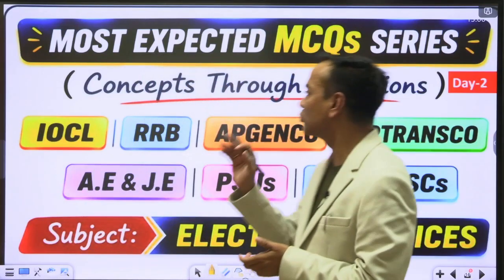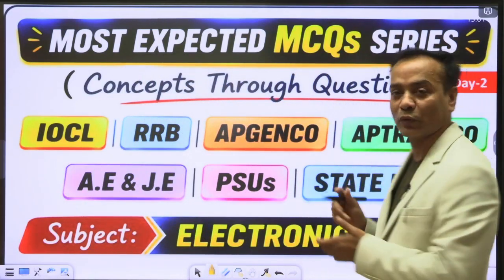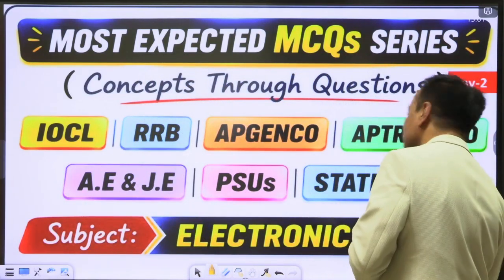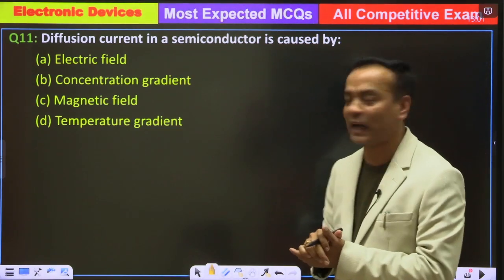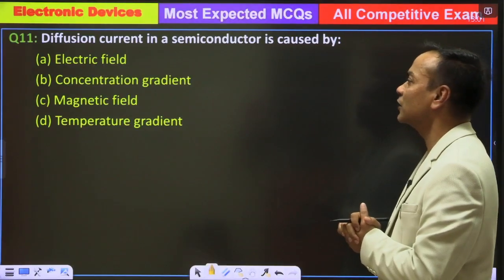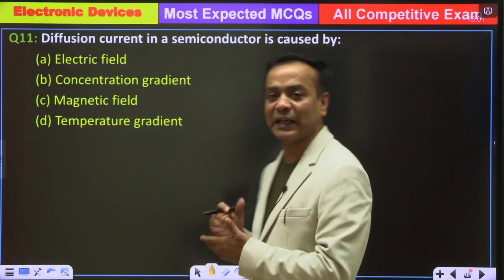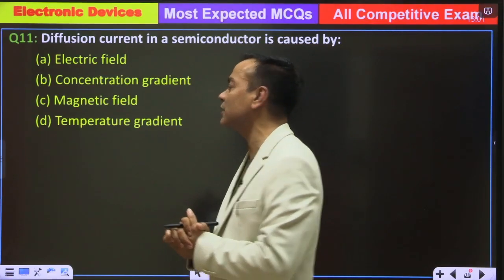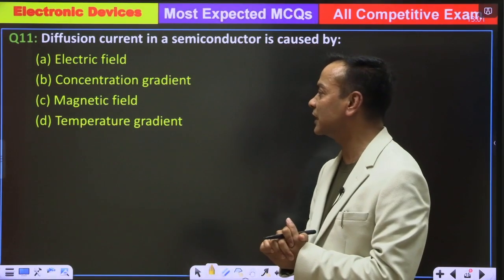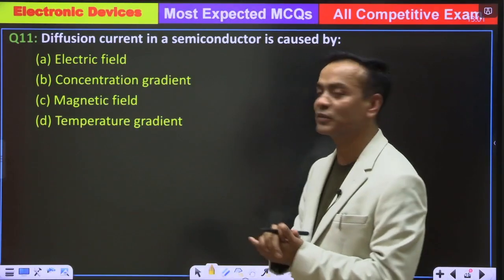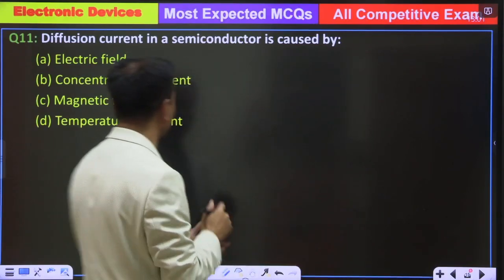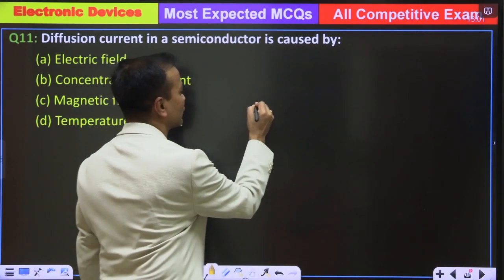So now I'm going for this day 2. Here for this day 2, the first question, question number 11, is: diffusion current in a semiconductor is caused by option A, electric field, option B, concentration gradient, option C, magnetic field, option D, temperature gradient.